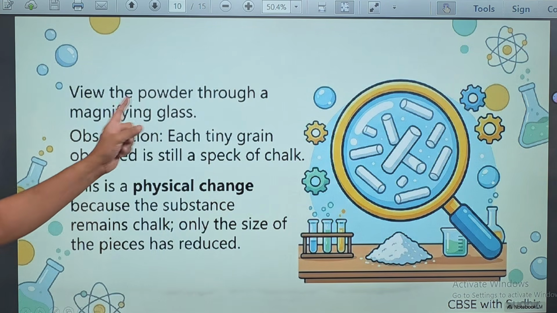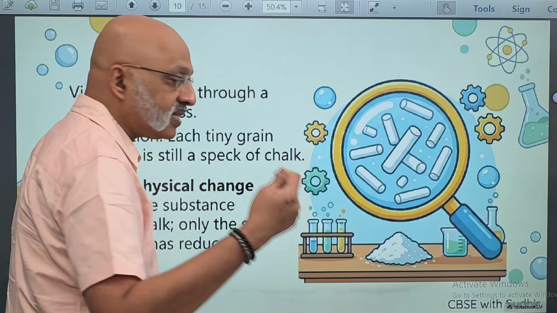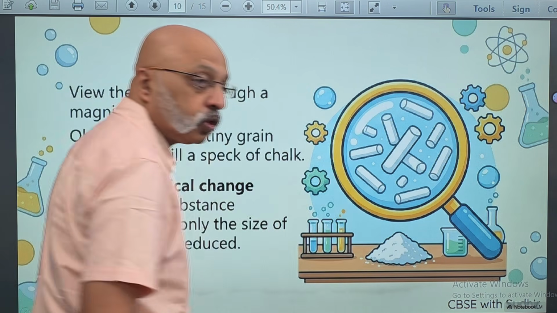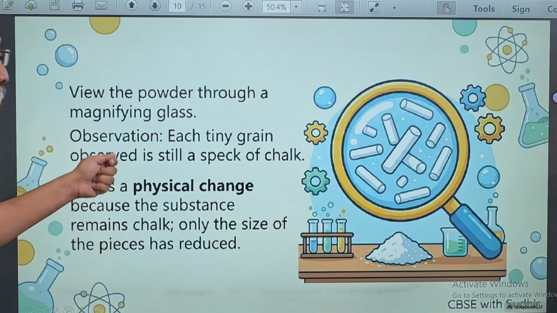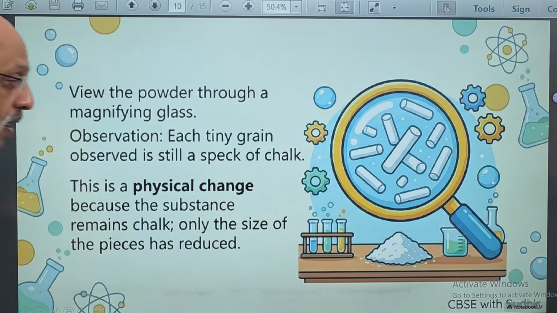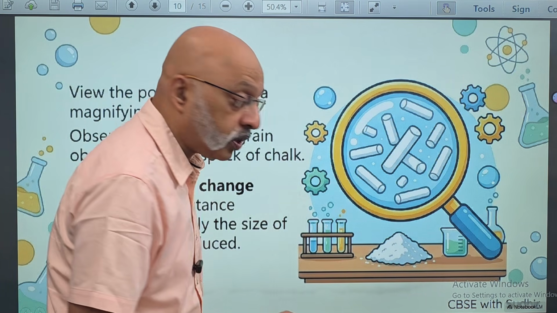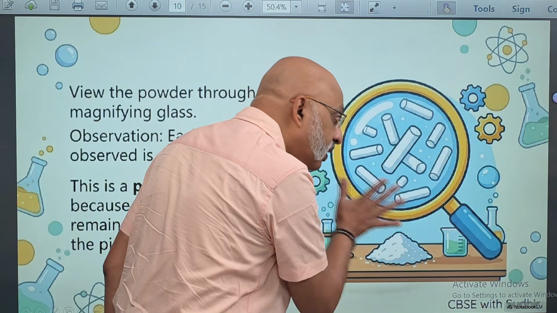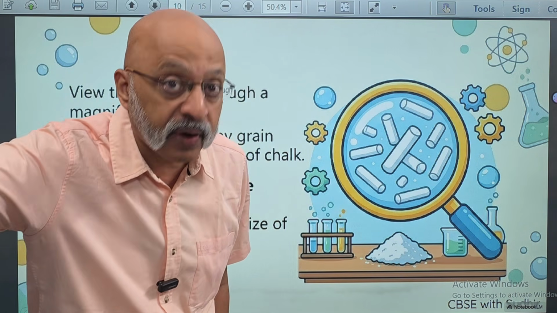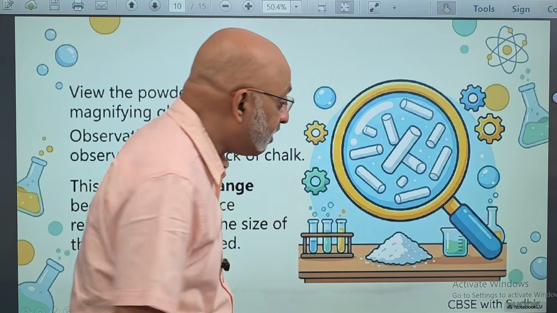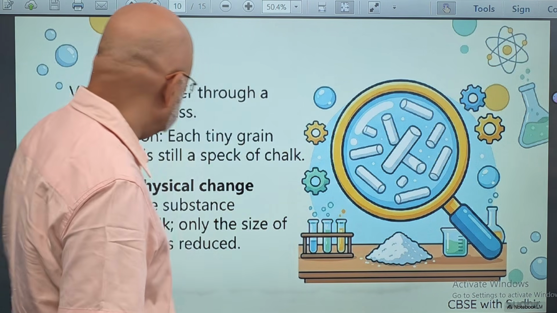Now, view the powder through the magnifying glass. Get a magnifying glass and look at the chalk powder. What do you observe? Each tiny grain observed is still a speck of chalk. It doesn't mean that this has become powder. It has, of course, become powder, but each one of them is actually a smaller piece of the big chalk piece that you had begun to break. You kept breaking it and finally you powdered it, and this is what it has become.